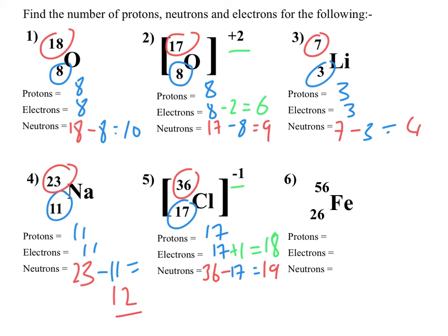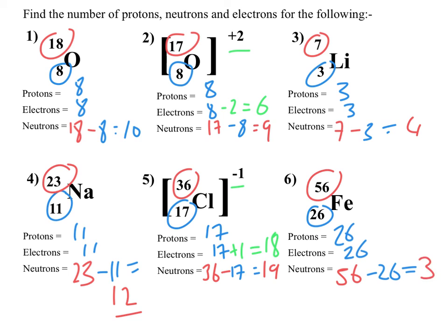On to the last one then, it's an atom again this time, so there's no ions to worry about, so the electron number will be the same as the proton number. We've got 26 protons. Because it's an atom, we've got 26 electrons. 56 is our nucleon number, or our mass number, so we're going to do 56, take away the number of protons, which is 26, and we'll find our answer is equal to 30 in this case.